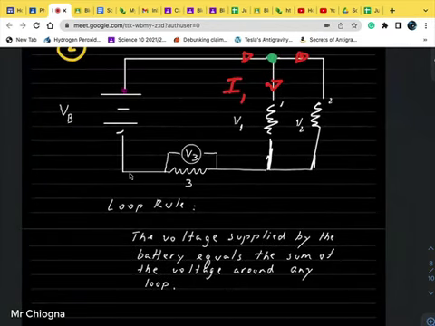But anyways, visually, what does this loop rule mean? Well, I'm going to draw the physical loop first. It starts at the positive terminal. I want some other color.